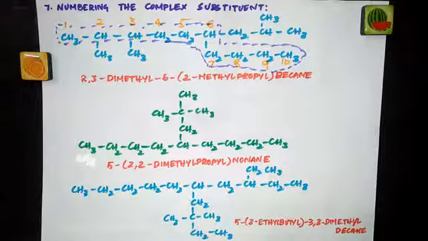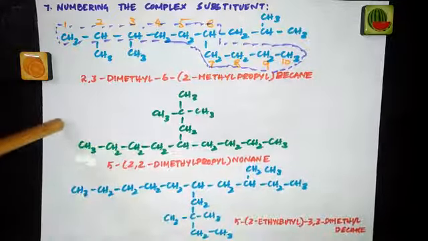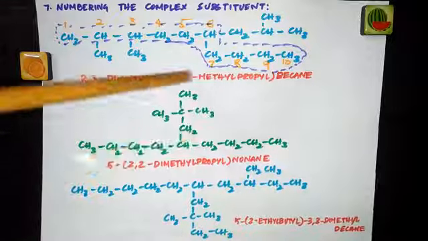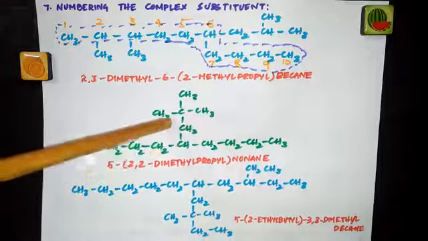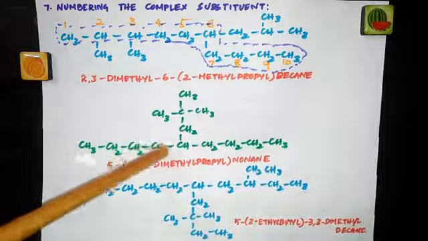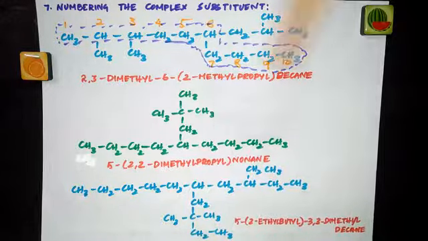Now let's try one more compound. Now look at this compound. If I choose this as the parent chain, this is the substituent, and now this is not a simple substituent, it is a complex substituent. So if I start numbering from here, 1, 2, 3, 4, 5, 6, 7, 8, 9. If I have 9 carbon atoms, the root word is non, and since this is an alkane, ane should be added. So nonane is the parent chain's name.